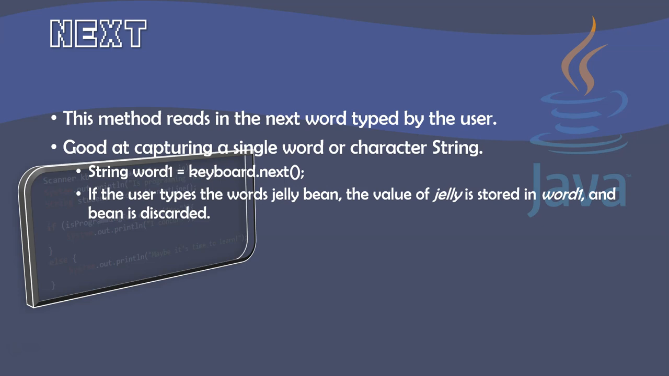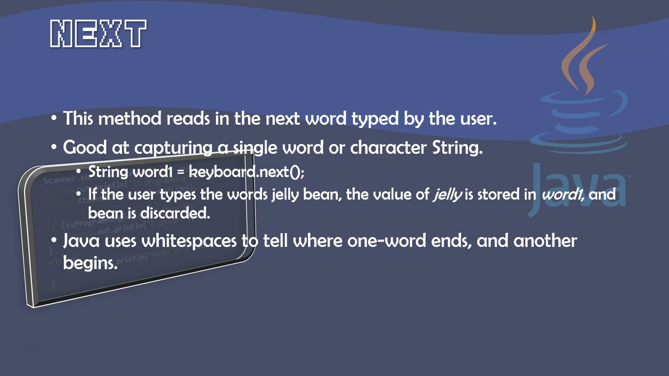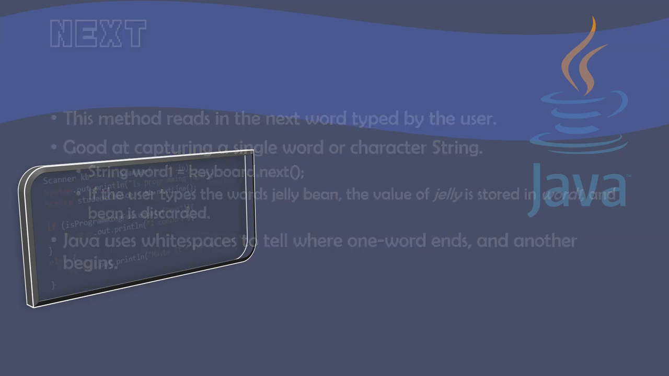And how does Java know that it's a word? Well, it's looking at white space. So whether you're pressing enter, the space bar, or a tab, it's using that white space and saying, hey, this is the end of a word, so that's all that next needs to read in. That white space is just a way for Java to tell where one word starts and where the next word begins.